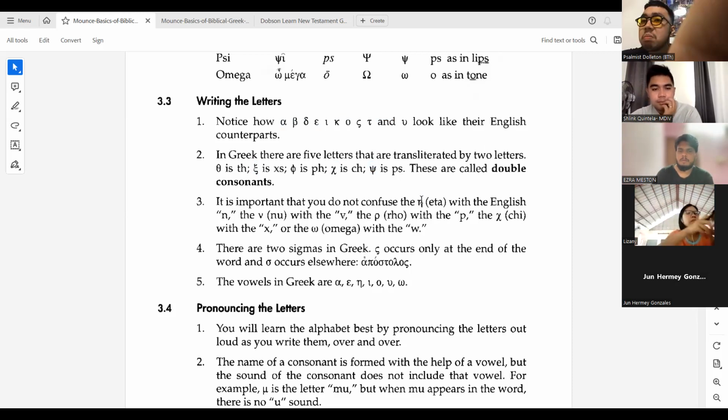The eta, this one is similar to the English letter N. The difference is that the tail is longer. So do not be confused, because the nu, on the other hand, is similar to the letter V, as in victory. But of course, in Greek, that is noon.